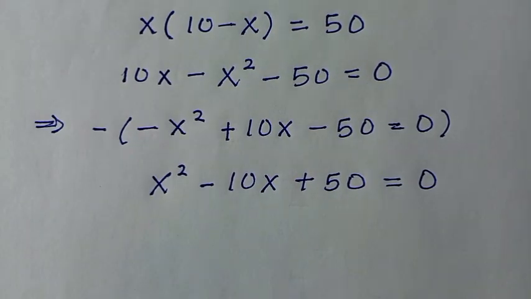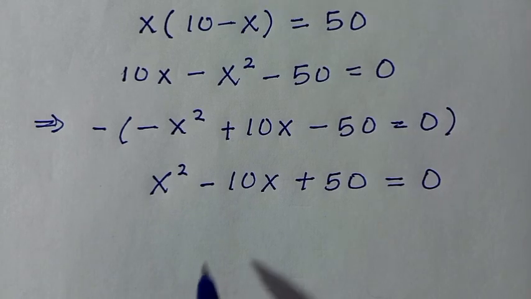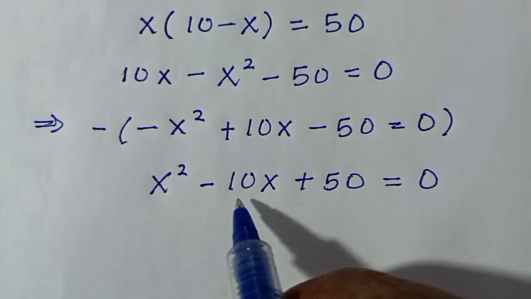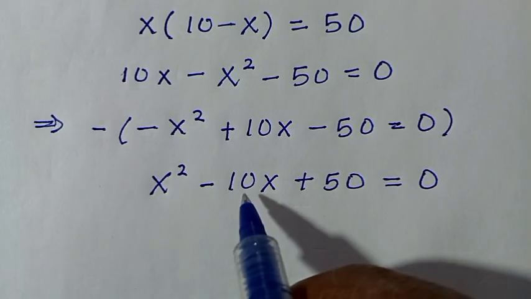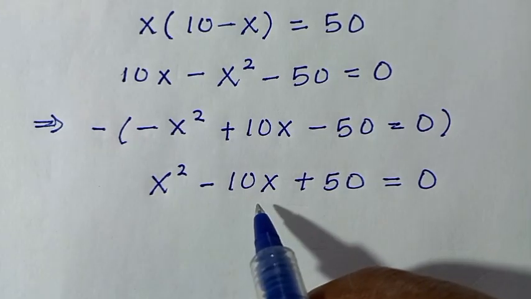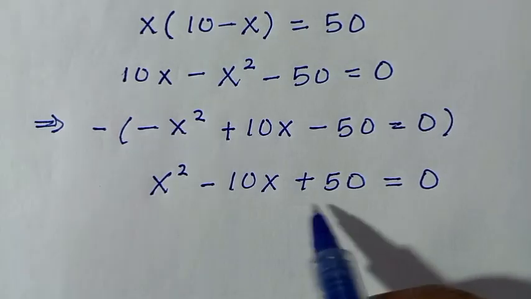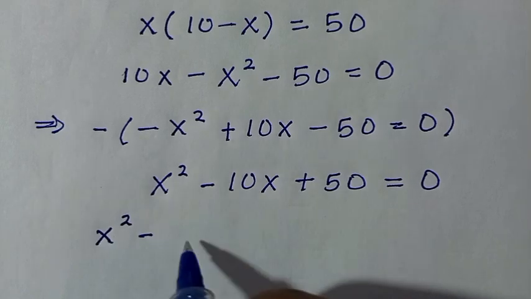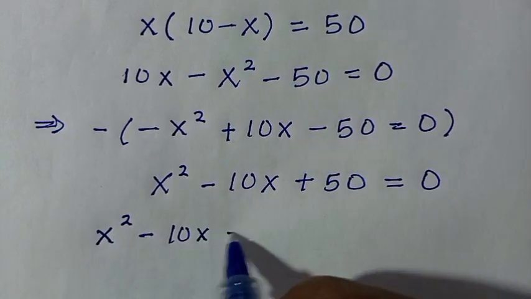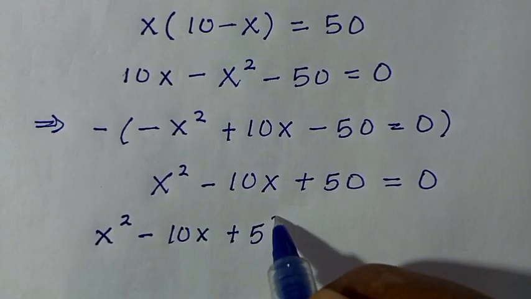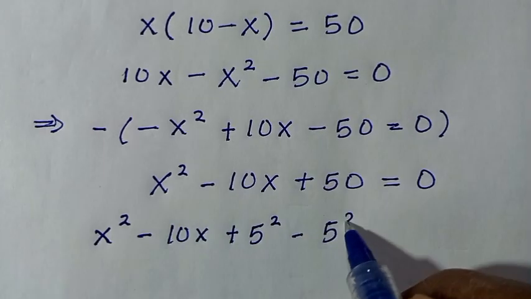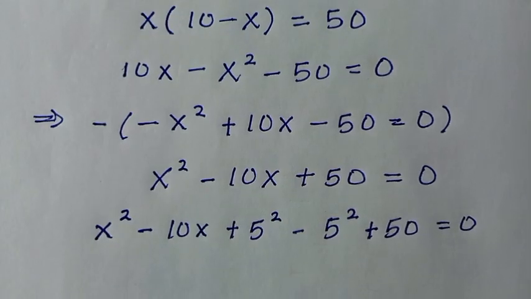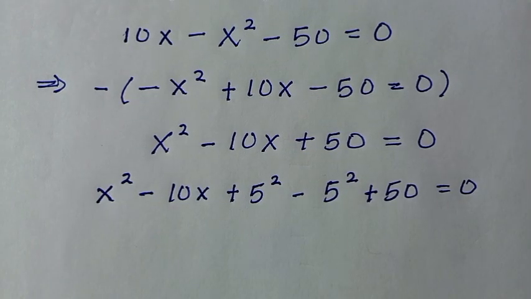After having this, the next thing we are going to do is divide this 10 by 2, and we have 5. Then I square that 5, that is 25. Then I'm going to add it and subtract it here. This implies that we have x squared minus 10x plus 5 squared minus 5 squared plus 50 equals 0. We call this method the completing the square method.